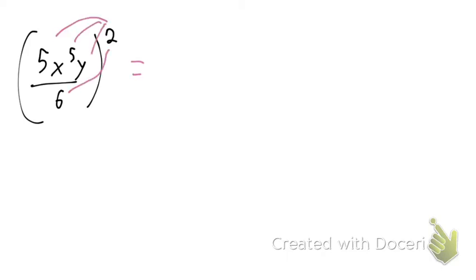So it's not 5 times 2, or 6 times 2, but it's that 1 times the 2 that's secretly on those. So this becomes 5 to the second, x to the what? 10th, very good. Y to the what? Second. And 6 to the second, very good.